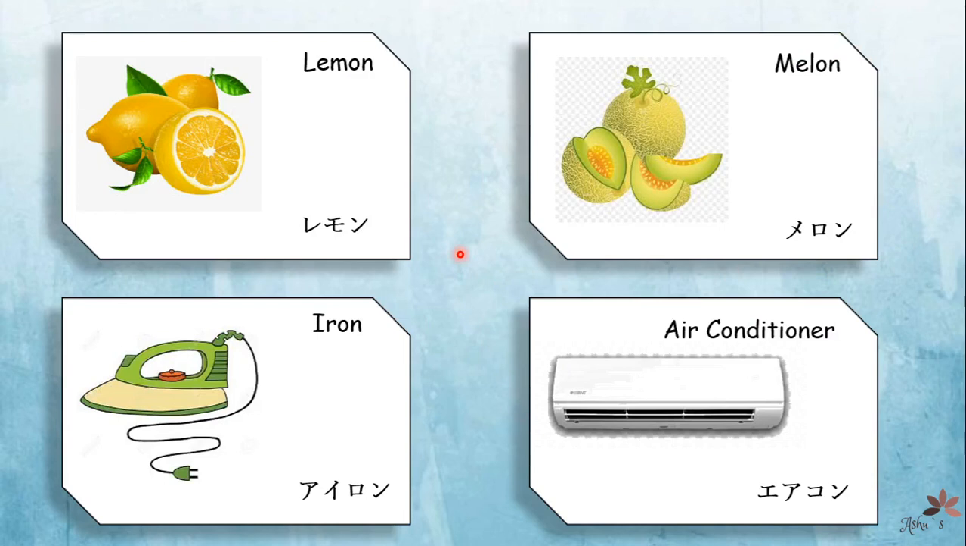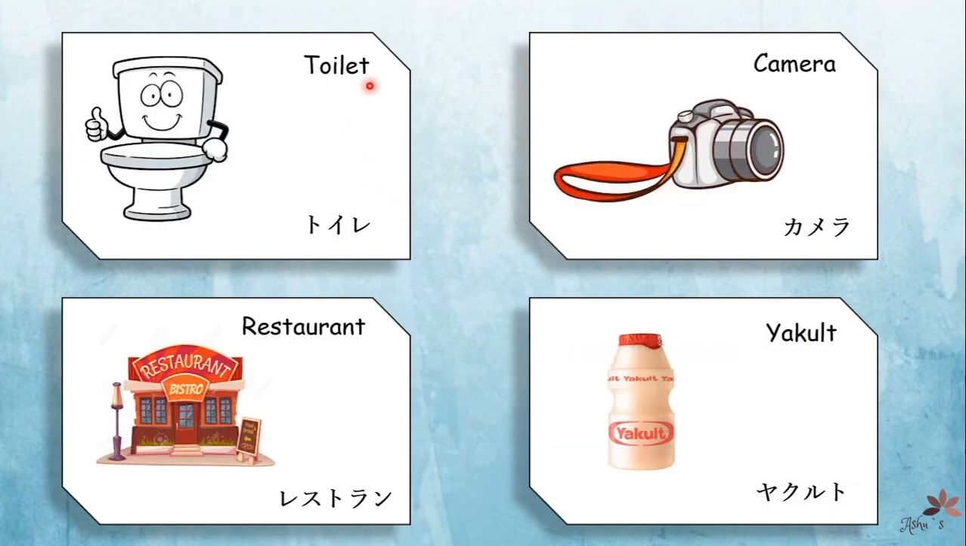Let's look at some words. Lemon, pronounced as ramon. Melon, meron. Iron, airon. Air conditioner, aircon. Toilet, toire. Camera, kamera.